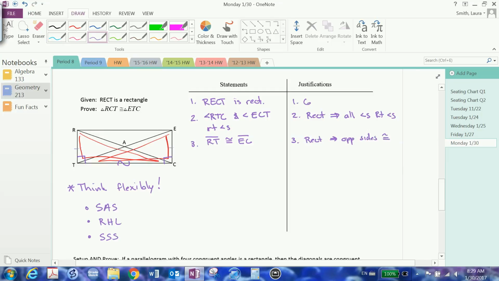And then I'm going to go RT congruent to EC, because in a rectangle, opposite sides are congruent. That's true because a rectangle is a parallelogram, right? And a rectangle has all the properties of a parallelogram. Okay. Oops, not 3, 4. So now I've got the right angles. I've got the opposite sides.